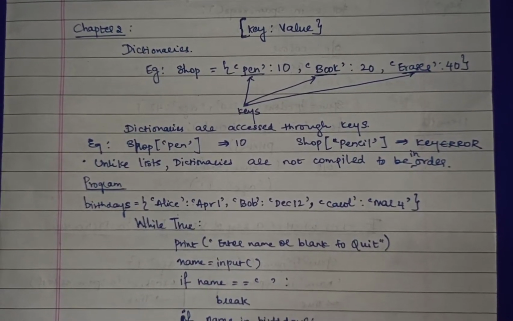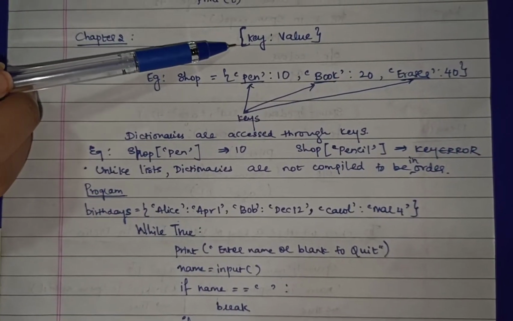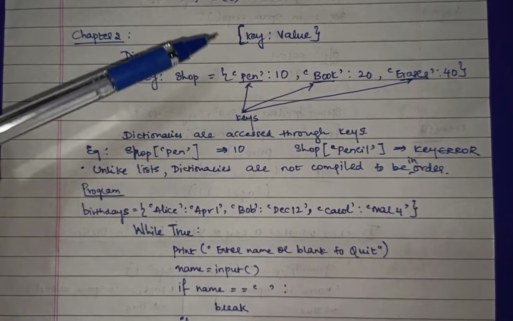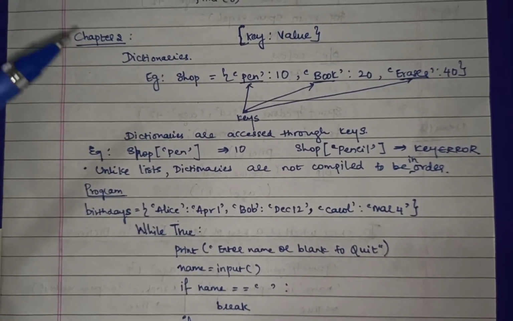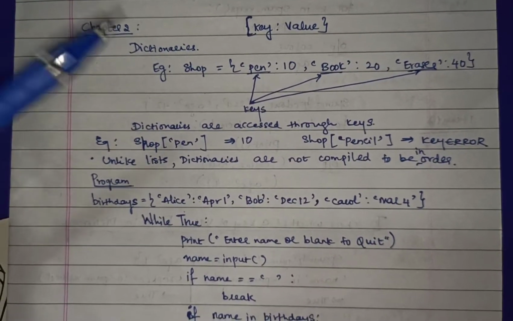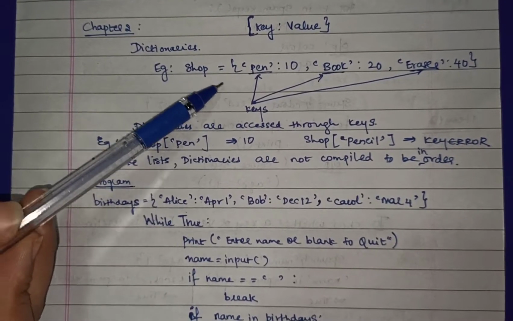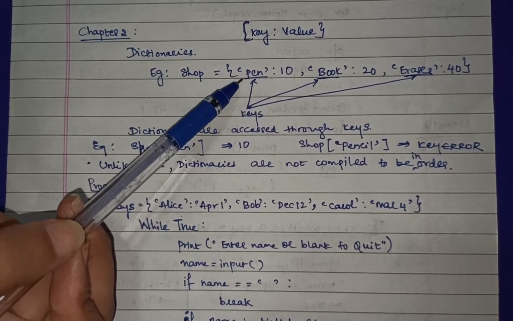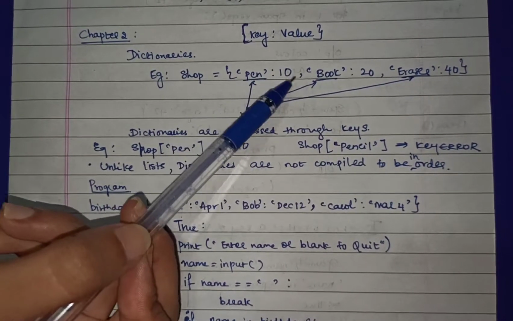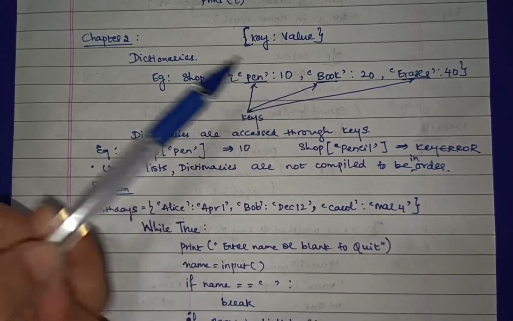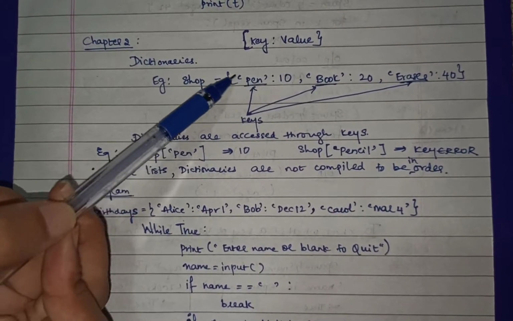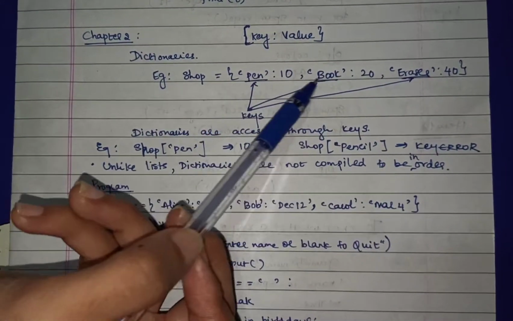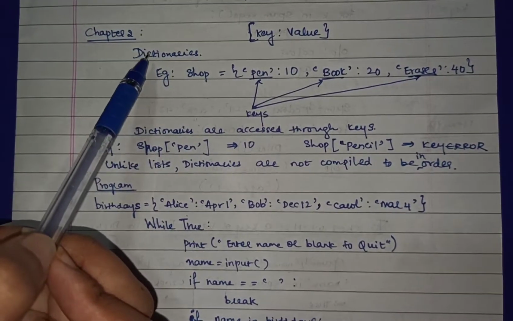A dictionary is usually represented using curly braces like this, and it has key value pairs separated by a colon. The key and value could be anything, which could be a string or an integer. For example, shop equals, and you open the curly braces and you have the key, which in this example is pen colon 10. So pen is the key and 10 is the value. Since it is a string, it is represented using quotes, and the same thing happens, and there could be a number of elements inside the dictionary.